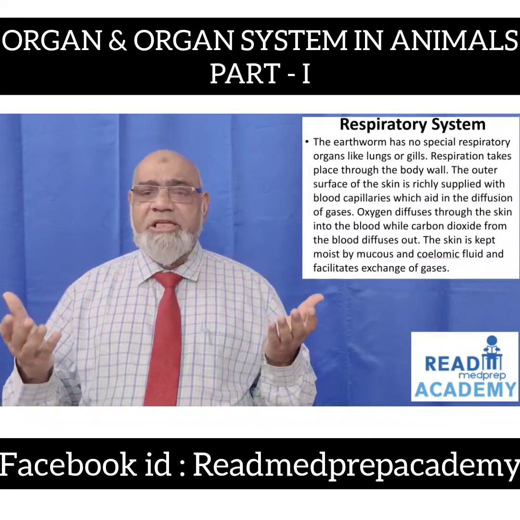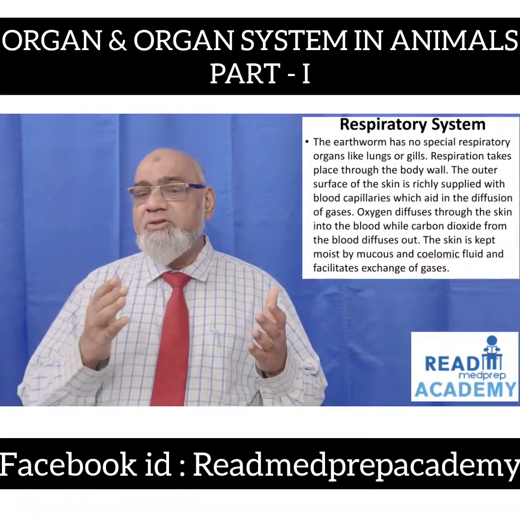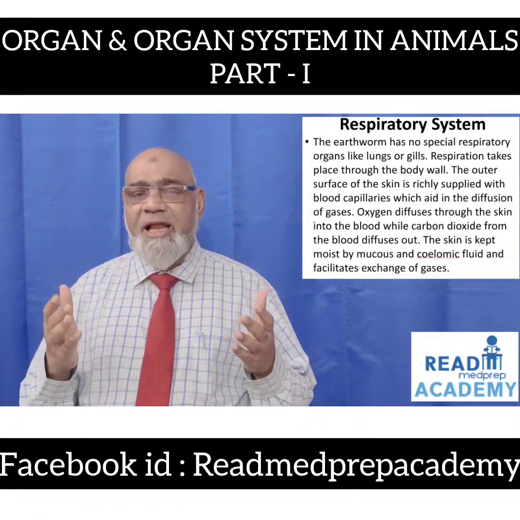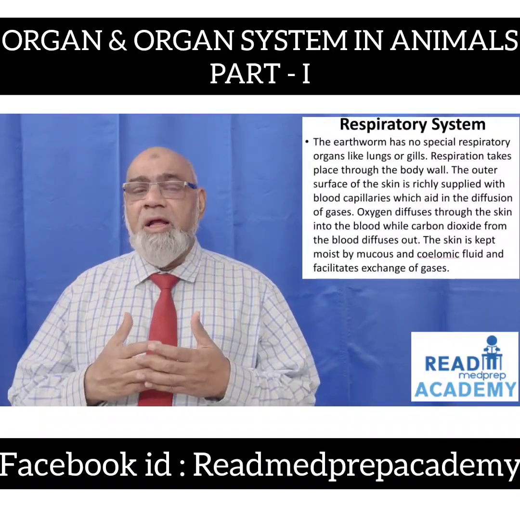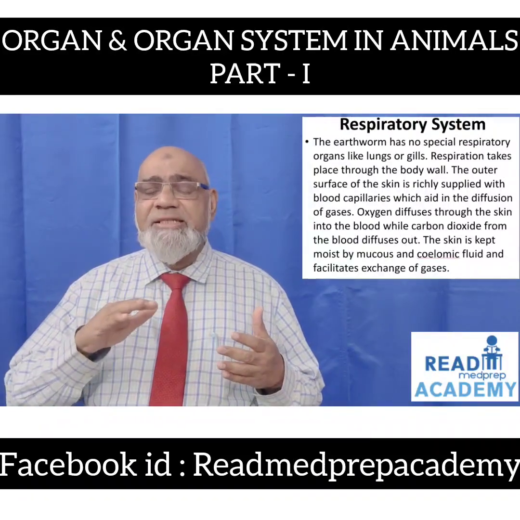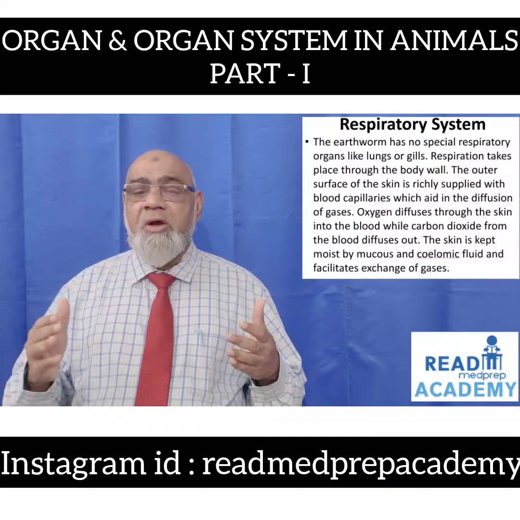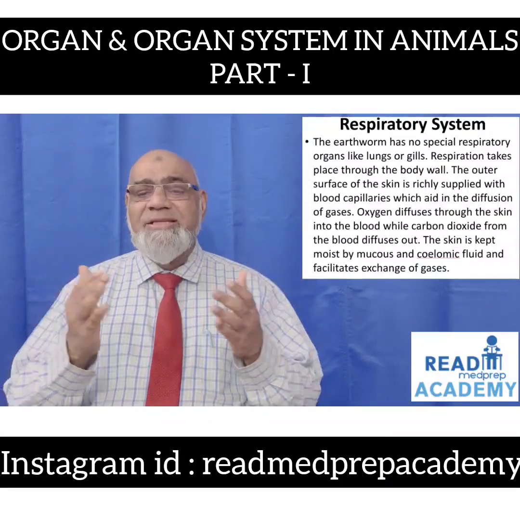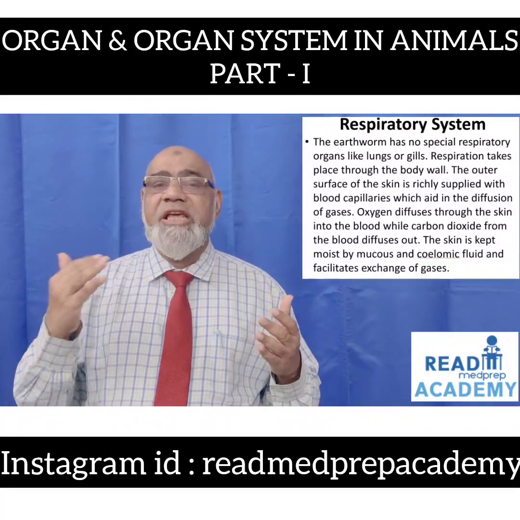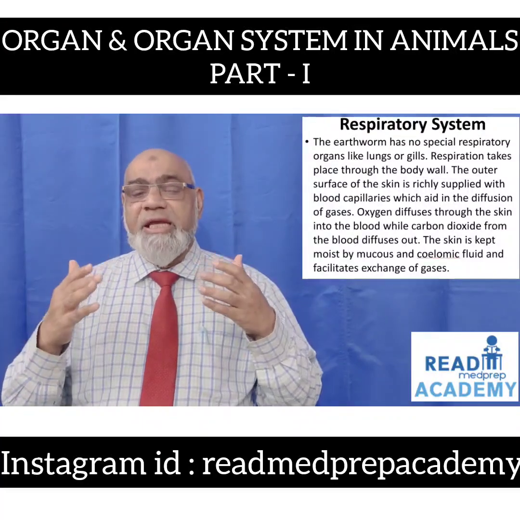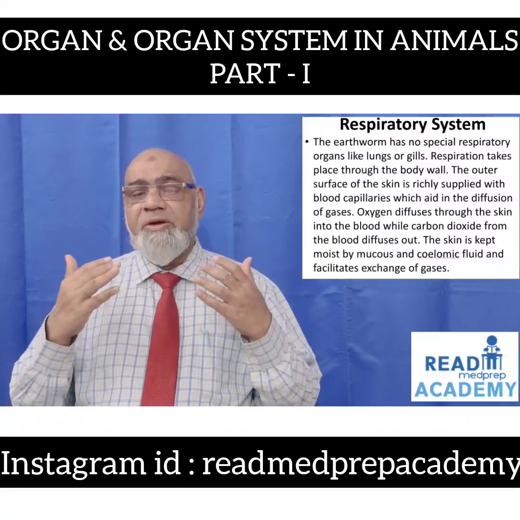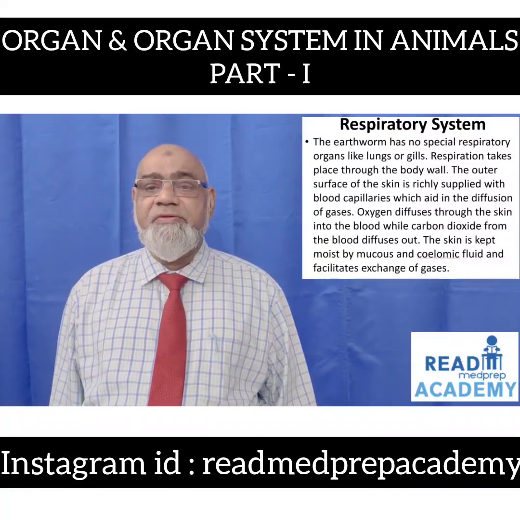Now, let us move on to the respiratory system. The earthworm has no special respiratory organs like the lungs or gills. Respiration takes place through the body wall. The outer surface of the skin is richly supplied with blood capillaries which aid in the diffusion of gases. Oxygen diffuses through the skin into the blood while carbon dioxide from the blood diffuses out. The skin is kept moist by mucus and coelomic fluid and facilitates exchange of gases.